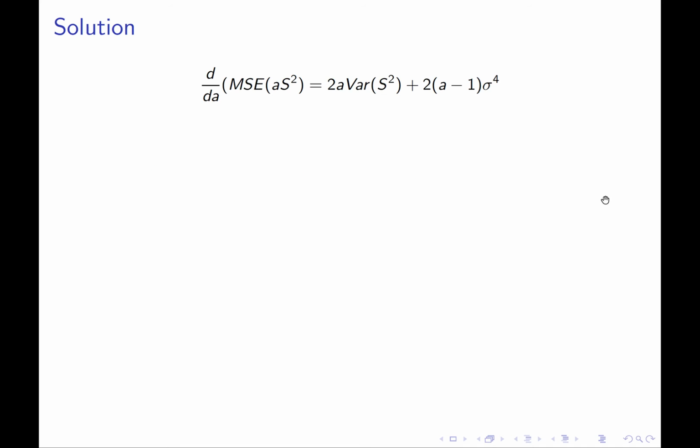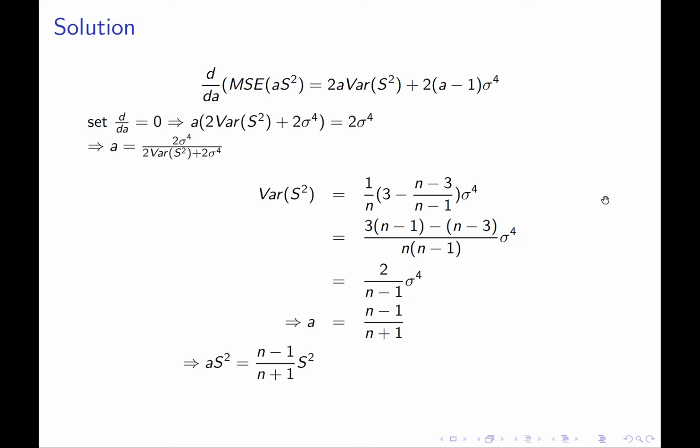Now, in the next part, we want to figure out the value of a that minimizes the mean squared error, given that our kurtosis is 3. So we will begin by differentiating our mean squared error with respect to a, and we get this. Next, we set our derivative equal to 0, and we rearrange it in terms of a to figure out our value of a, and we obtain 2 sigma to the fourth divided by 2 times the variance of s squared plus 2 sigma to the fourth.